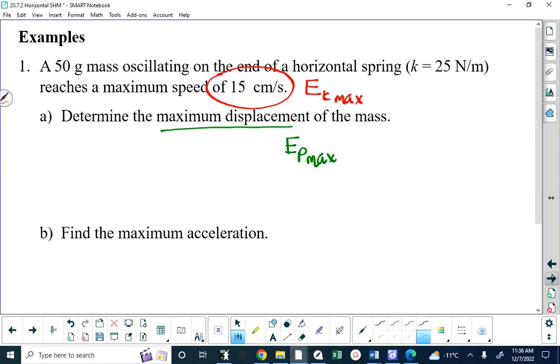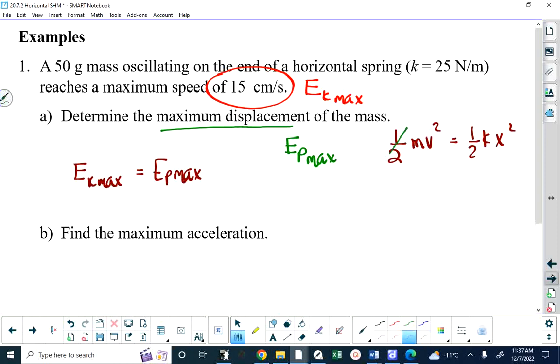This is easy. The physics is what's tough. EK max equals EP max. What does that mean? It means 1/2 mv squared equals 1/2 kx squared. And we can even cancel the halves. But we have to use standard units. You cannot use grams, you cannot use centimeters. So I'm going to go ahead and cancel the halves.